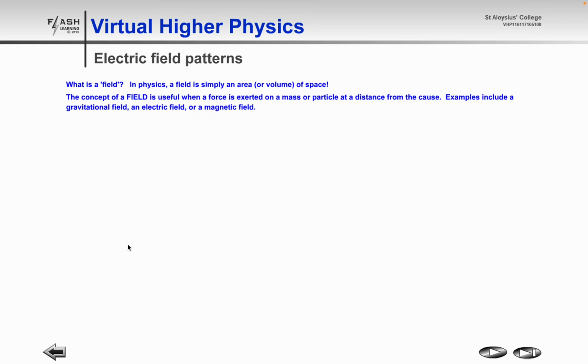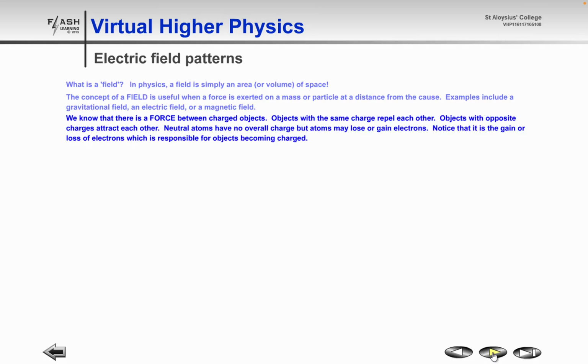So a field in physics is a volume of space, and a force field, i.e. electric force field or magnetic force field, is a volume of space where a force is experienced. The standard ones we'll look at: we've already looked at gravitational fields, and we'll look at electric and magnetic fields in this. So electric fields are to do with charged objects. Objects with the same charge repel each other, objects with opposite charges attract. And neutral atoms have no overall charge. But you can change that by adding or moving electrons.